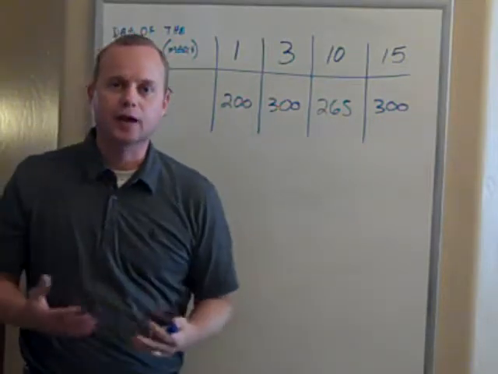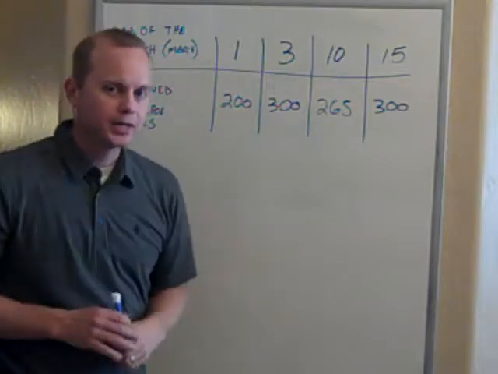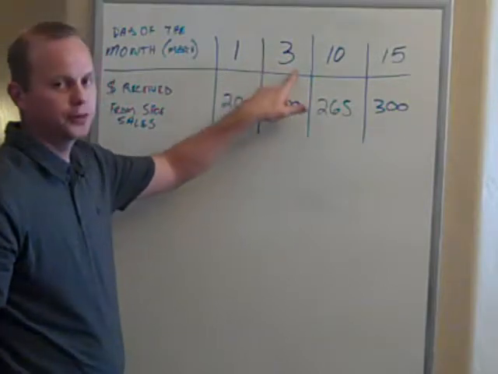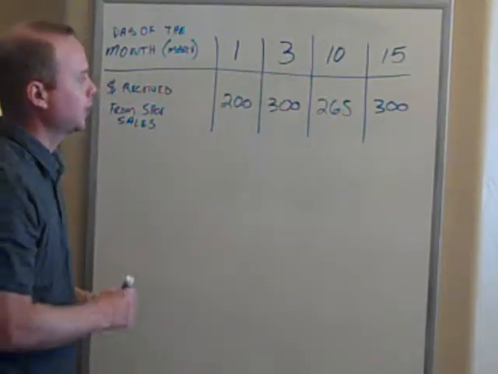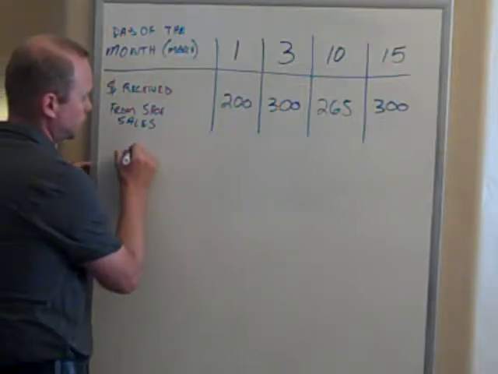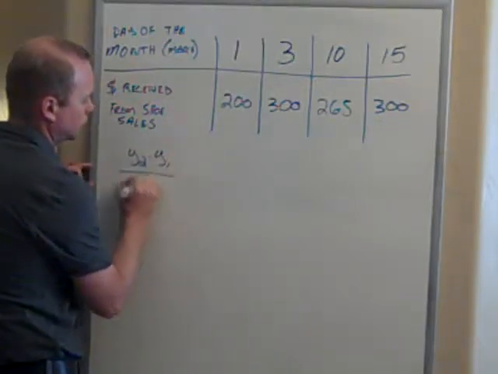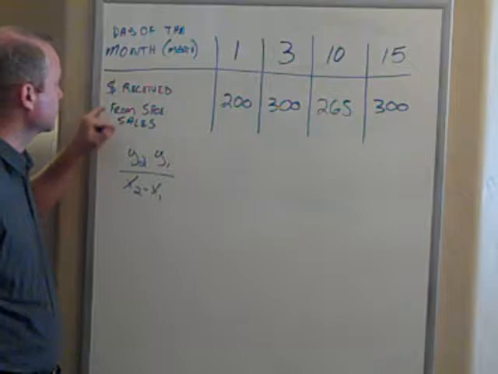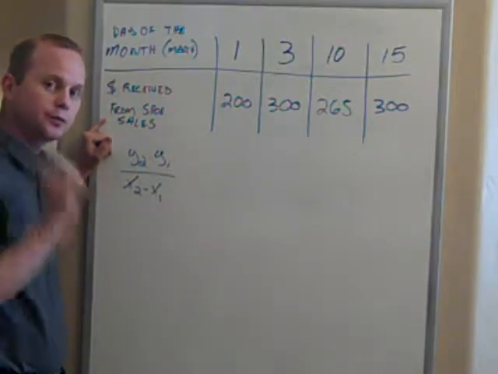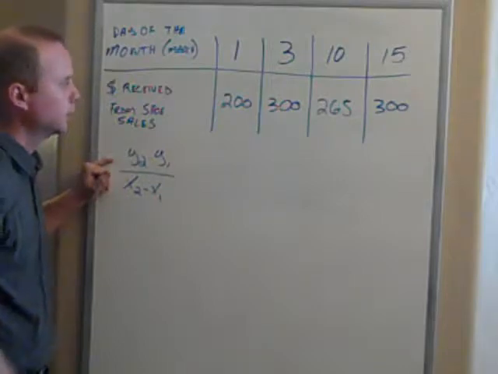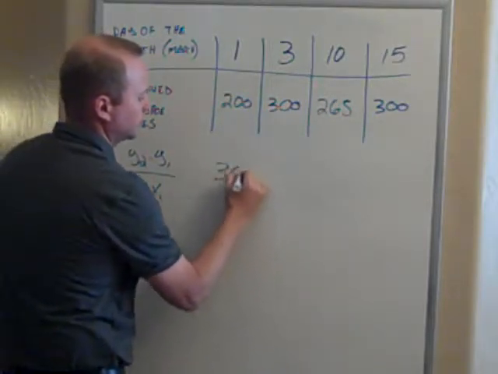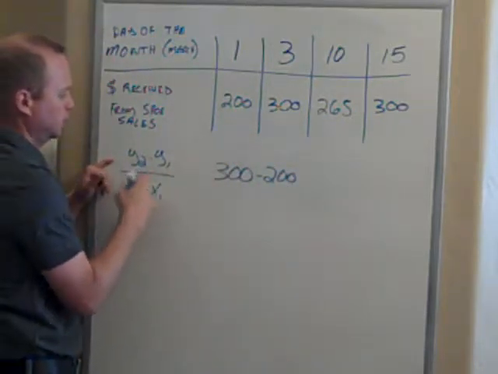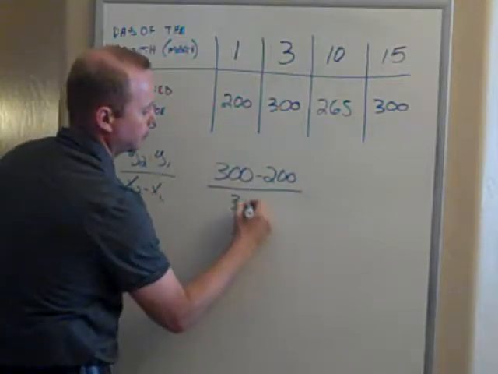What we want to try to determine is the average rate of change. So if I were to ask you, what was the average rate of change between the 1st and the 3rd of the month? We're looking at these two. So remember your slope formula is y2 minus y1 over x2 minus x1. X's are our inputs and y's are our outputs. So since the amount of dollars that we received is our output, that's going to go on top. Okay, so I'm going to put 300 minus 200. All over, and my x's are 3 minus 2.